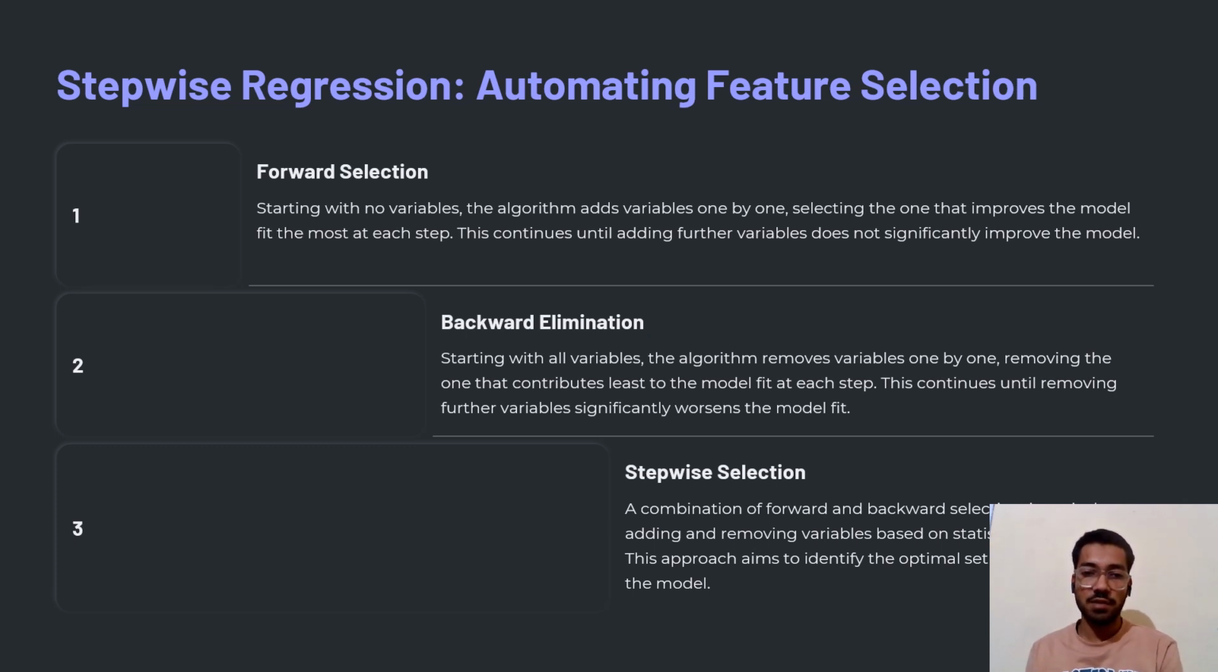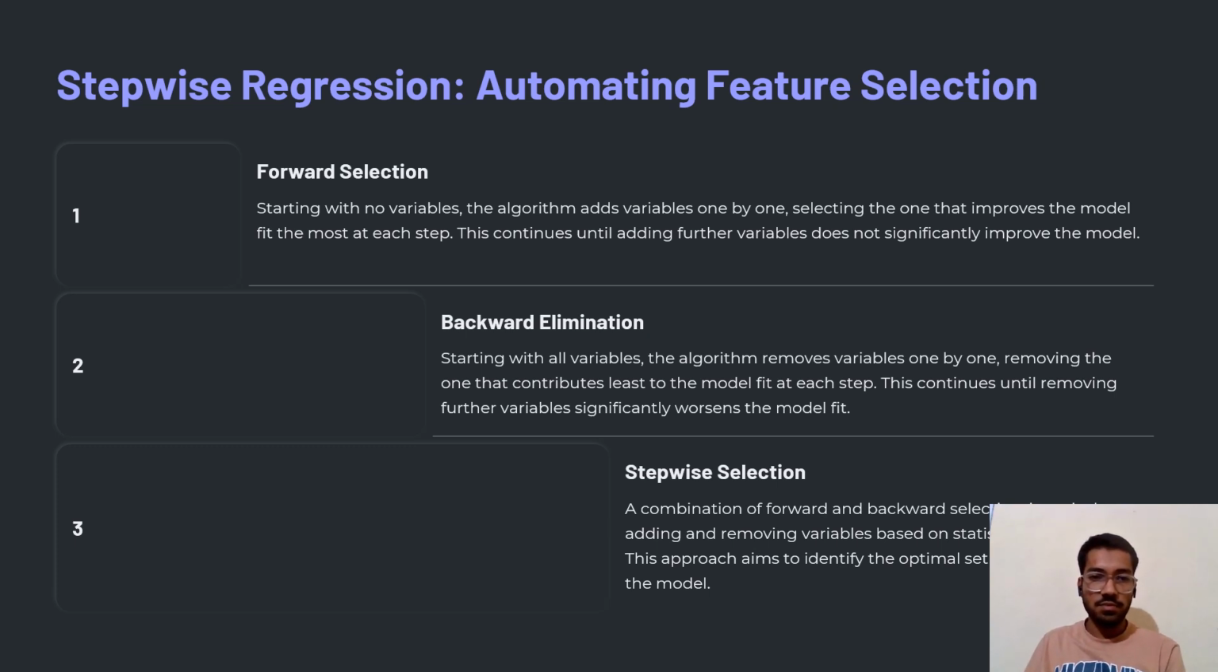Then second is backward elimination. Starting with all variables, the algorithm removes variables one by one, removing the one that contributes least to the model fit at each step. This continues until removing further variables significantly worsens the model fit. Then third is stepwise selection, a combination of forward and backward selection, iteratively adding and removing variables based on statistical significance. This approach aims to identify the optimal set of predictors for the model.